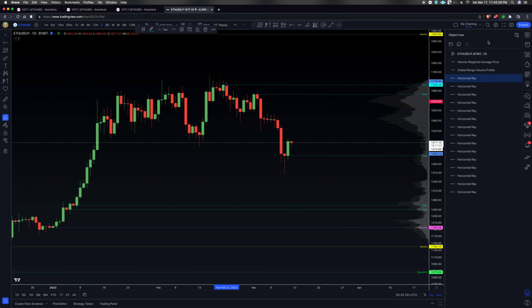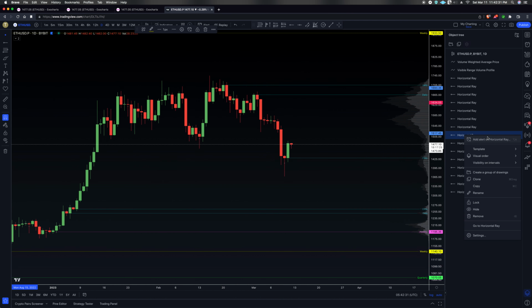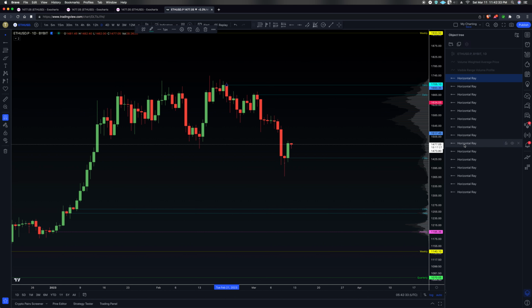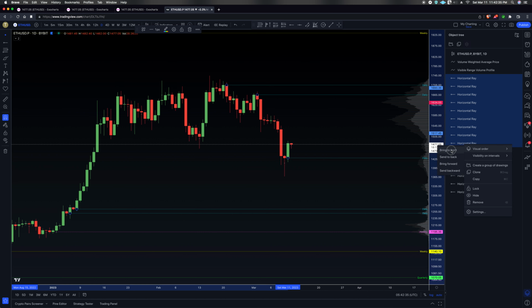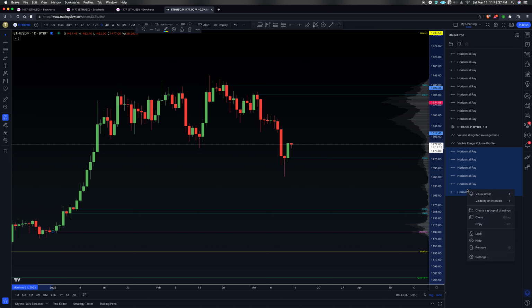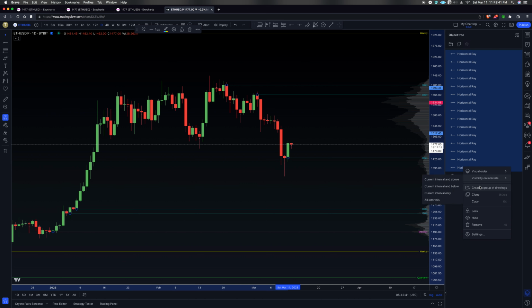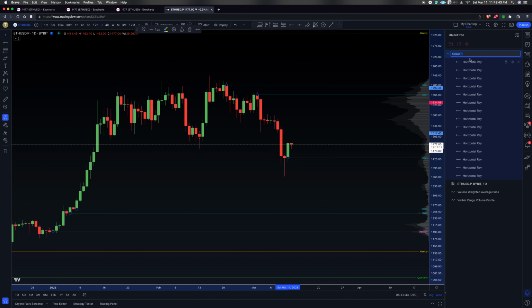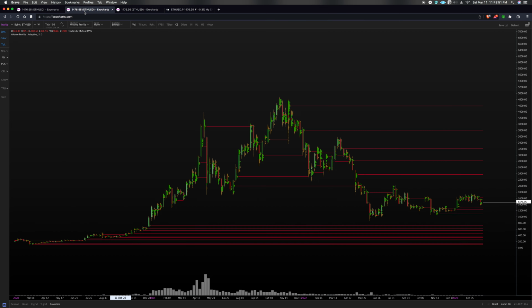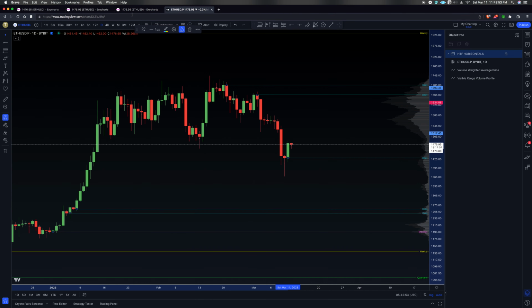Cool. And of course, always want to stay organized, and I like to put these to the front. Let's make us a little group and we can move on. I do actually already have Excel charts pulled up. Let's just take a look at the monthly, weekly, and daily naked point of controls.